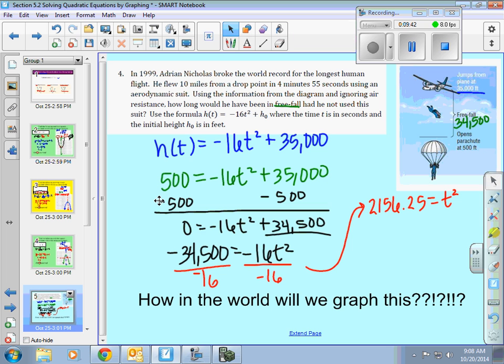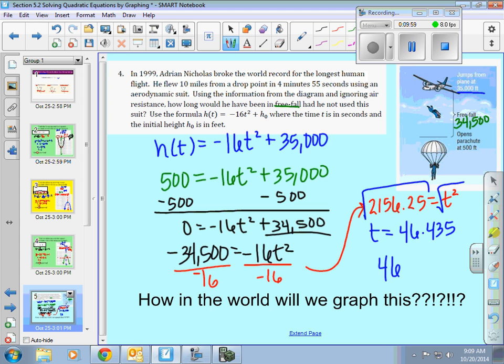And then in order to get t by itself, I would take the square root on both sides. So you should get t is 46.435. And what this would be is we would label it. This is in time. So he free falls for 46.435 seconds. There is my solution.